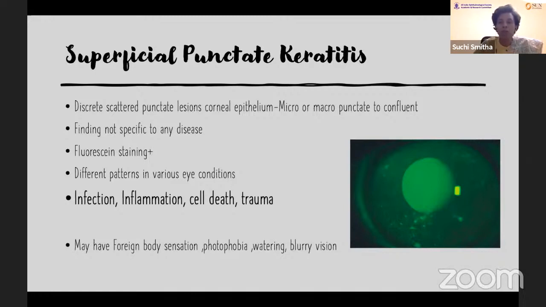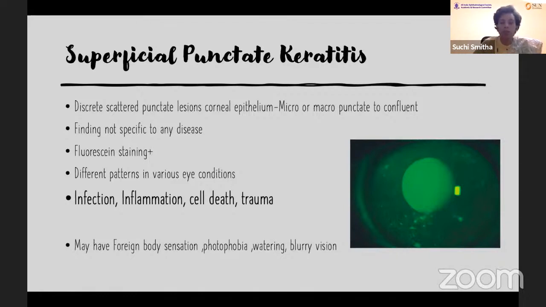Usually it is the superficial epithelium that is involved. They can be micropunctate or macropunctate, or even up to the extent of a confluent staining. And it is visualized better on fluorescein staining and with other types of dyes. So now, the most common cause why this happens is when there is a strain to the surface epithelium in the form of an infection, inflammation, cell death, trauma. By trauma, I mean either desiccation or even toxic insult to the epithelium.